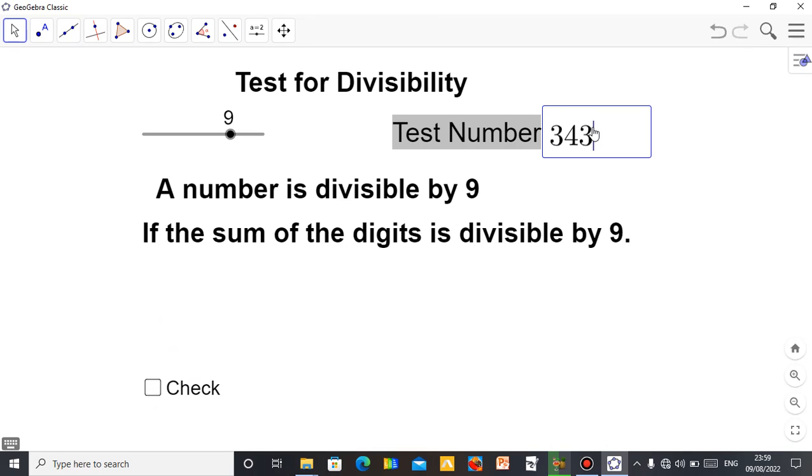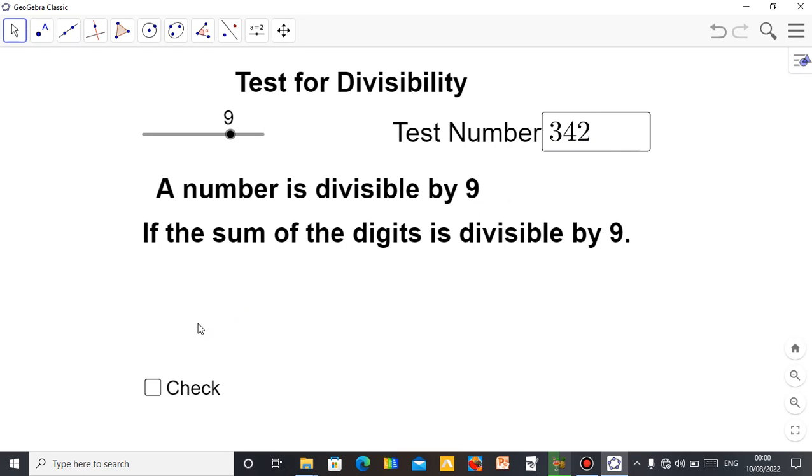So if I make here, for example, 2, 3 plus 4 is 7. 7 plus 2, 9. That means this number is divisible by 9. Because when you add these 3 digits, 3 plus 4, 7 plus 2, 9.